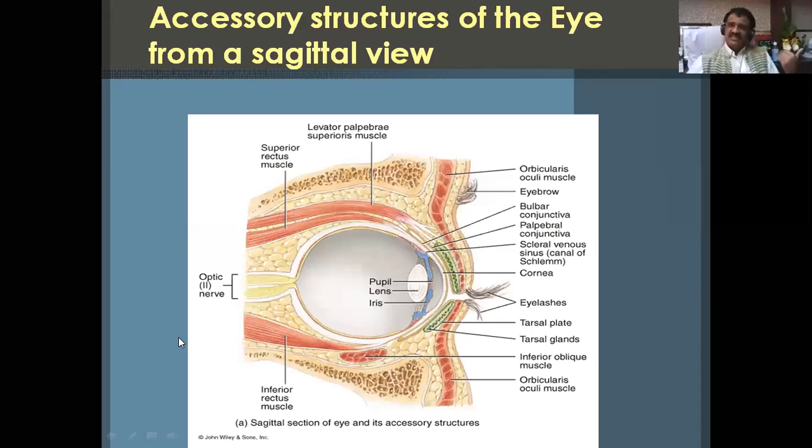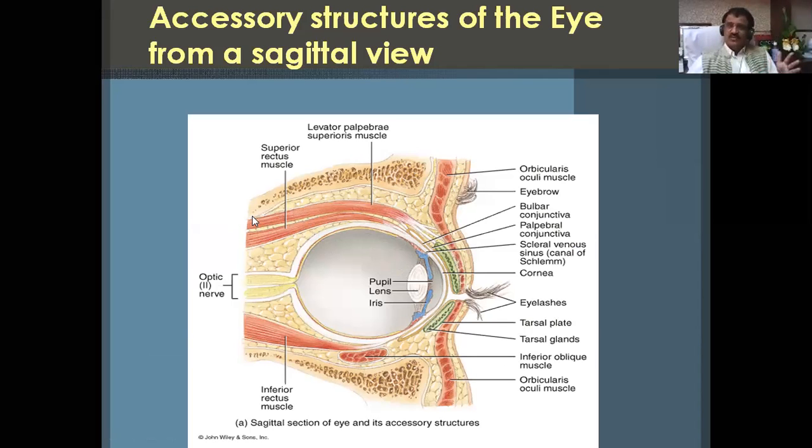Apart from these structures, there are accessory structures in the eye. This is a sagittal view of the total eye. You can see the internal eyeball, plus you can see the different extraocular muscles. They are called extraocular muscles or extrinsic muscles of the eyeball.